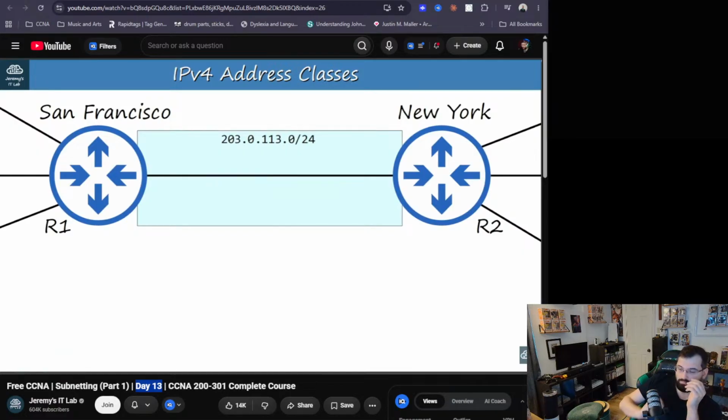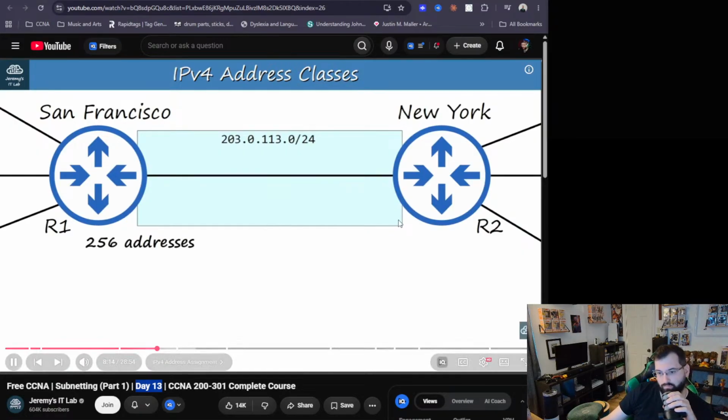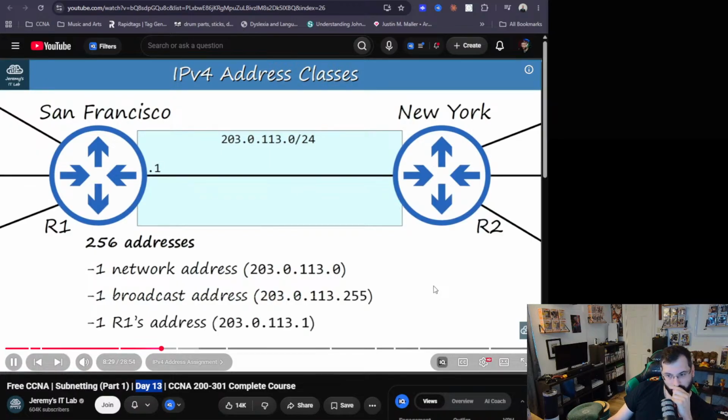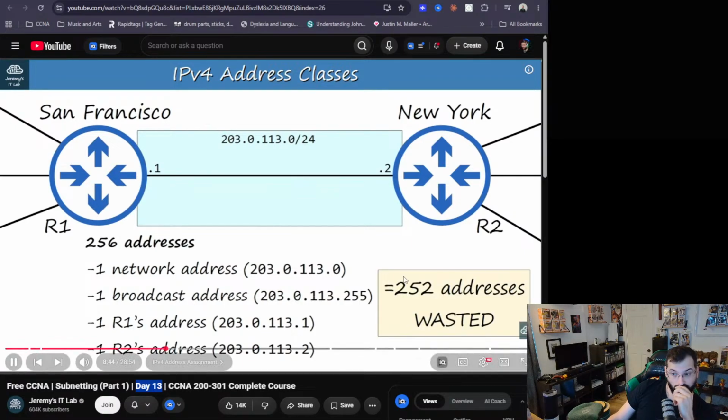203.0.113.0/24. Because this is a Class C network, there are 256 addresses in the network. Minus 1 for the network address, 203.0.113.0, minus 1 for the broadcast address, 203.0.113.255, minus 1 for R1's address, which I'll assign as 203.0.113.1, and minus 1 for R2's address, which I'll assign as 203.0.113.2. That's a total of 4 addresses used, and 252 addresses wasted. Clearly, wow, that's a lot. That's a lot of addresses that could have been used for something that are totally gone. This is not an ideal system.